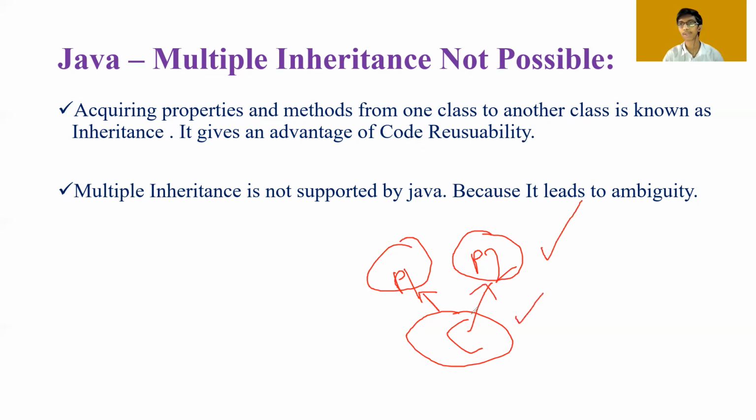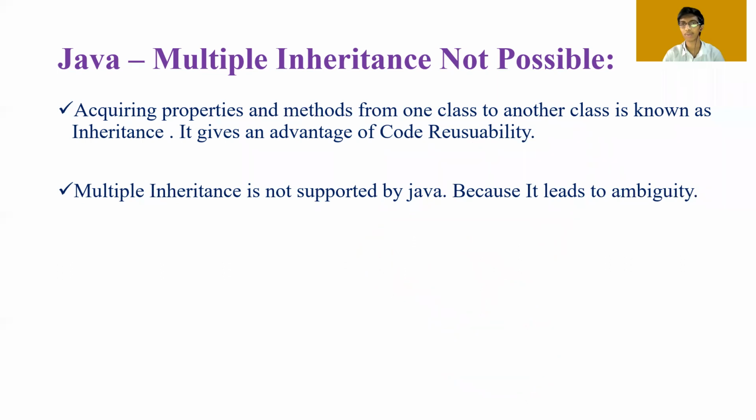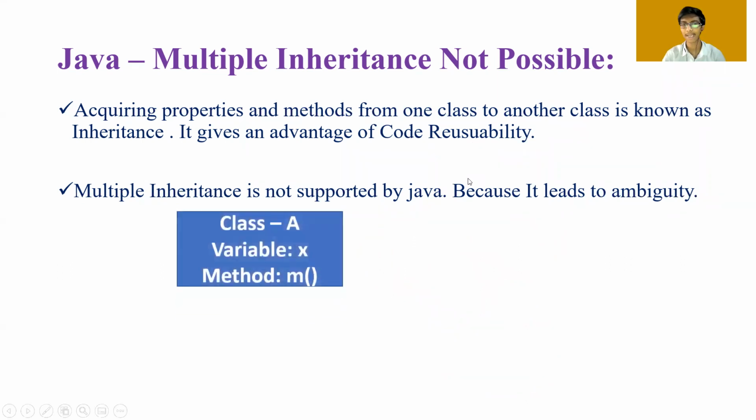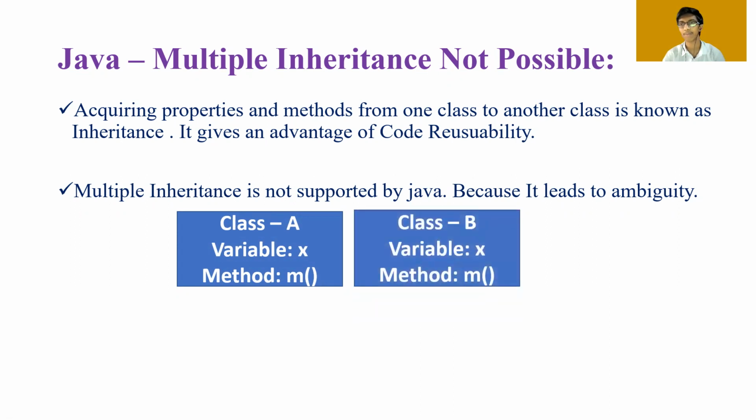The child will get the properties from multiple parents. So this scenario is multiple inheritance, and it could lead to ambiguity. That's why Java won't support it. Now let's see the scenario. Let me take a class having the variable x and a method called m. Class A is the first parent. Similarly, class B is the second parent, having the same variable x and a method with the same name m. Now child C is there, which is deriving its properties and methods from multiple parents A and B.